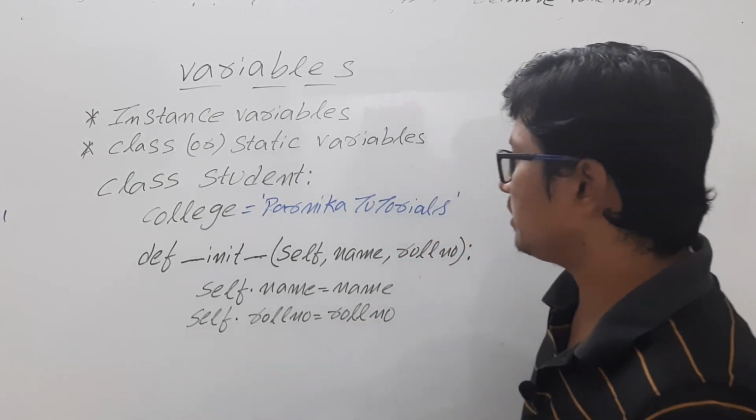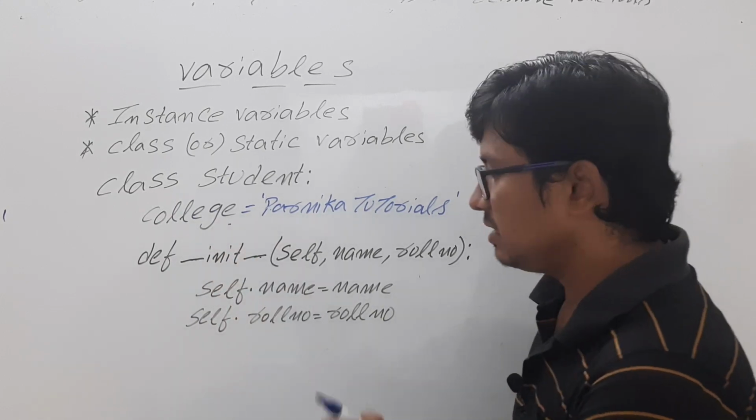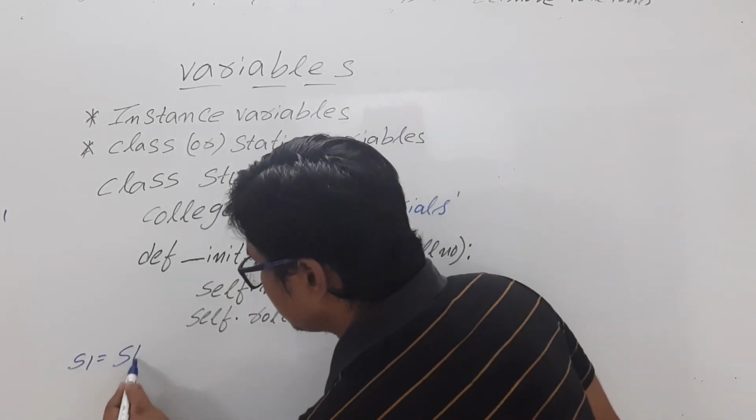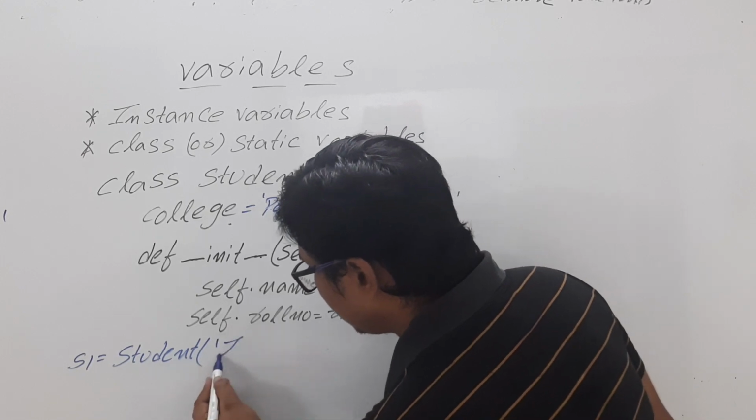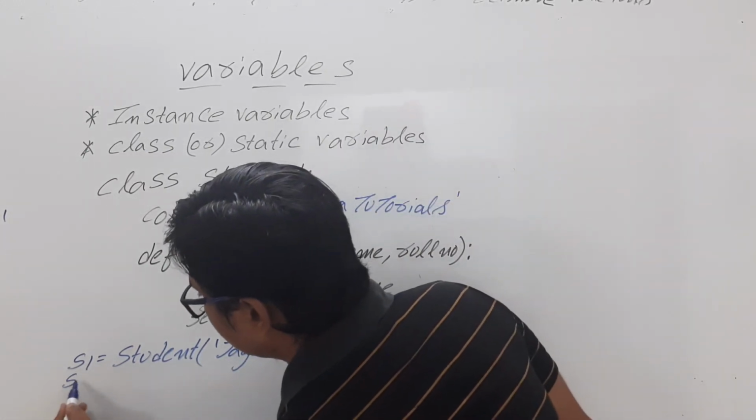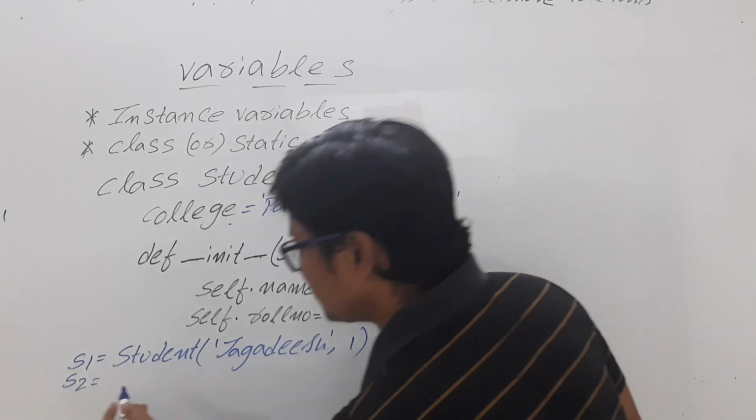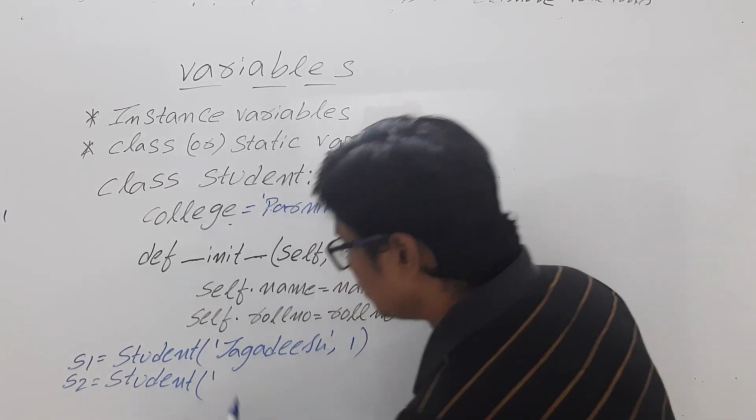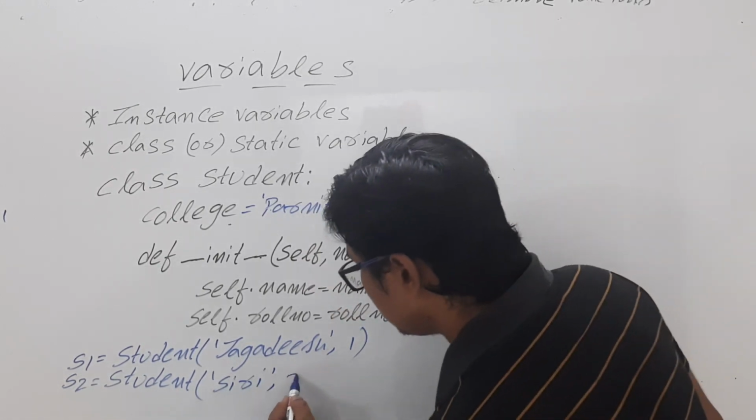Look at this one, college will be your class variable because you are assigning a value inside a class. Is it clear? Now let's say I am creating two objects of student type. I am passing the two values, which are name and roll number. The student name is Jagdish and the roll number is 1. Similarly, S1 and S2 are the objects of the student. So S2 is equal to student, and I pass the two values: Siri is the name of the student and the roll number is 2.